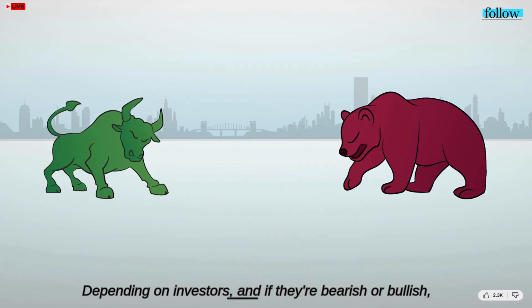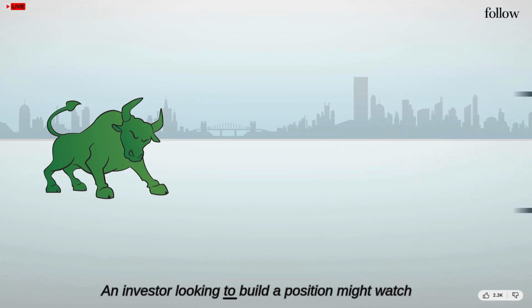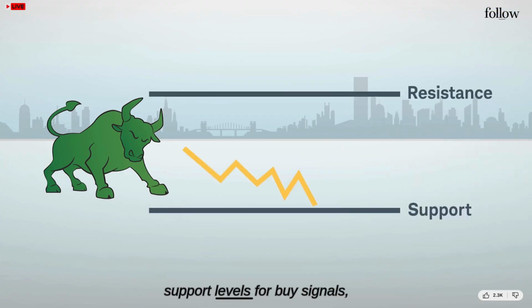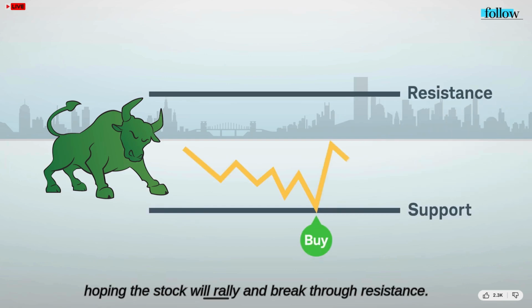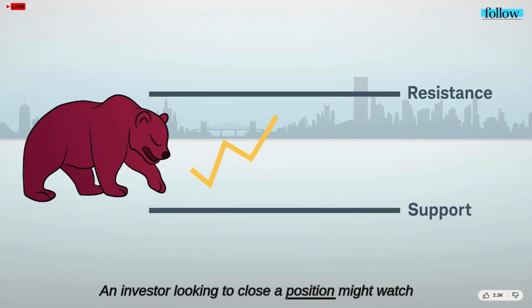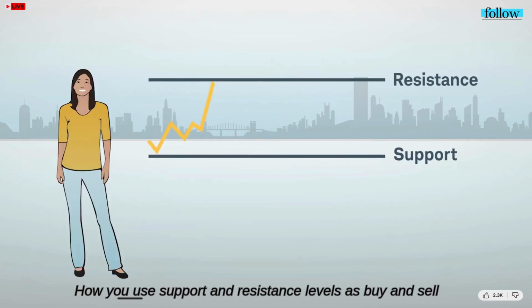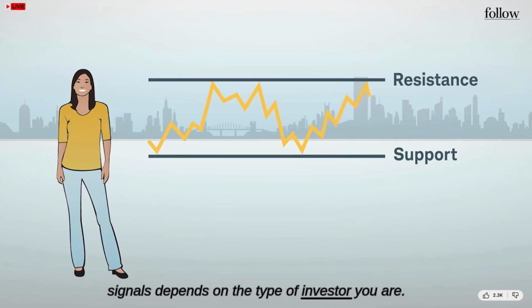Depending on investors and if they're bearish or bullish, support and resistance levels can be used in different ways. An investor looking to build a position might watch support levels for buy signals, hoping the stock will rally and break through resistance. An investor looking to close a position might watch resistance levels for sell signals. How you use support and resistance levels as buy and sell signals depends on the type of investor you are.